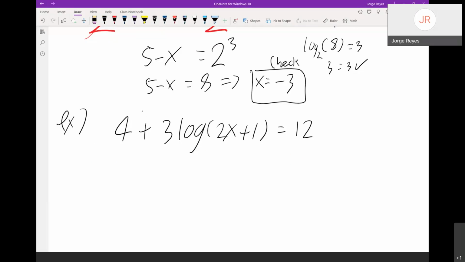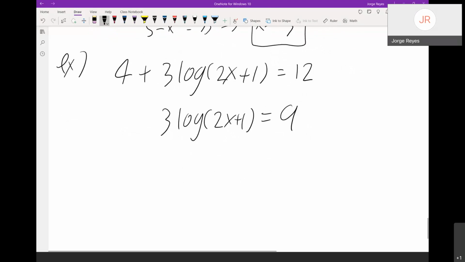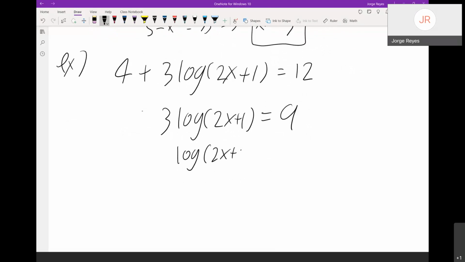So what I'm actually gonna do is subtract both sides by 4, okay? And if I subtract both sides by 4, then I'm gonna get 9. Then I'm gonna divide by 3, just because I don't even like the 3 being next to the log. I want it completely by itself. Then I get 3. And here is where I would 10 both sides.